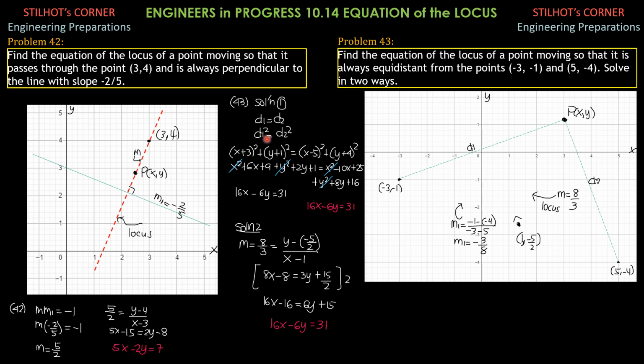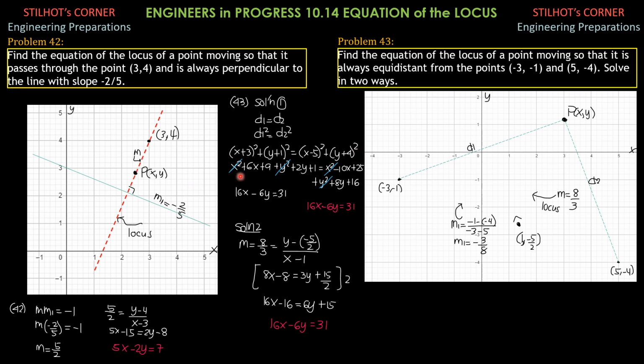So squaring both sides, d sub 1 squared equals d sub 2 squared. By distance formula, or by Pythagorean theorem, distance 1 squared is x minus negative 3, so that's quantity x plus 3 squared, plus quantity y minus negative 1, so that's y plus 1 quantity squared, equals distance 2 squared, which is quantity x minus 5 squared, plus quantity y minus negative 4, so that's y plus 4 quantity squared.